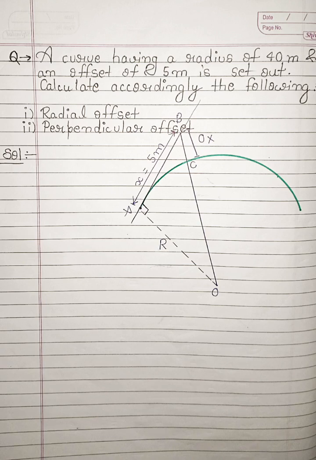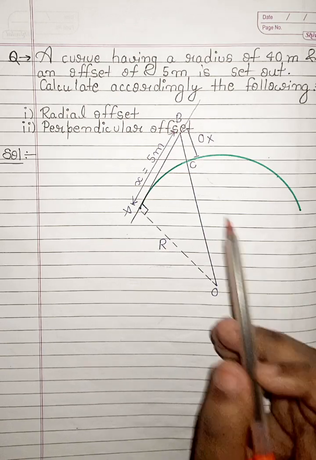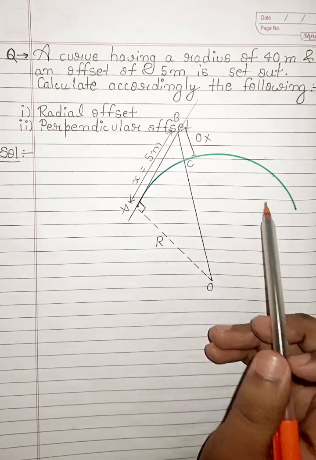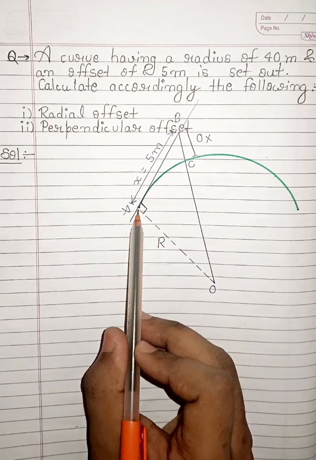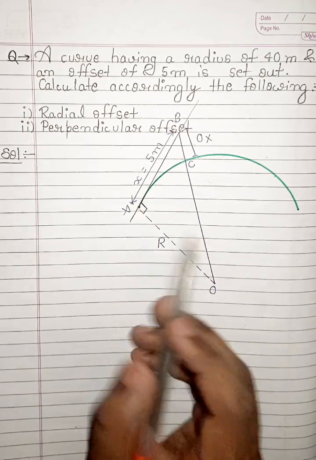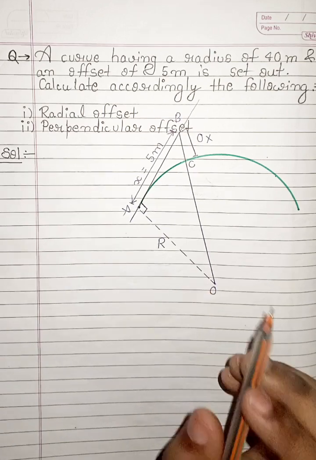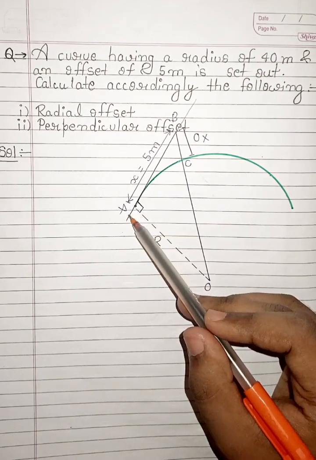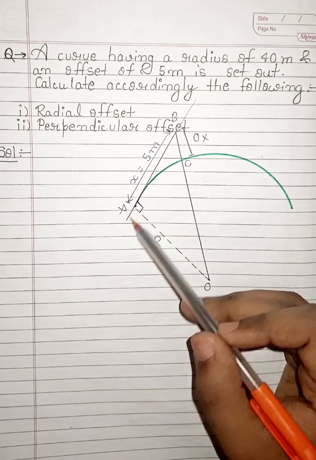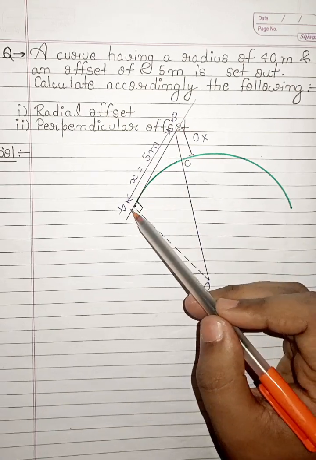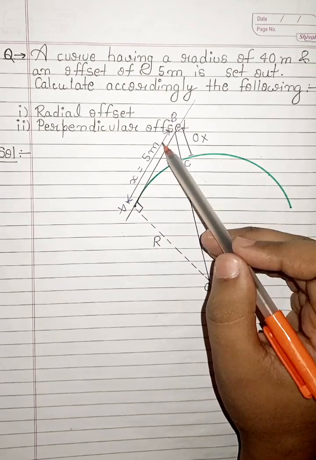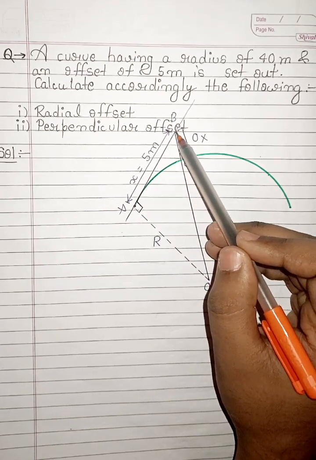First of all, I'd like to clear what is radial offset and what is perpendicular offset with the help of a diagram. As you can see, the green one represents the arc, or a part of a curve. This is the point of beginning of the curve, and this is the center of the entire curve. This is the point A. If we draw a tangent at the point A, AB is the tangent, and the offset is taken from this point at a distance x equal to 5 meter at B.